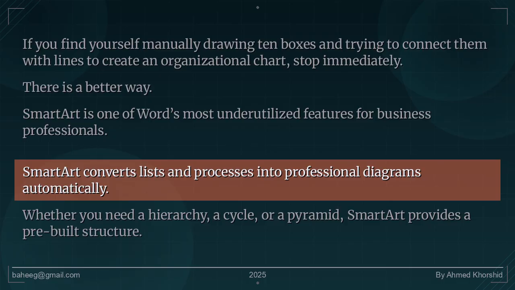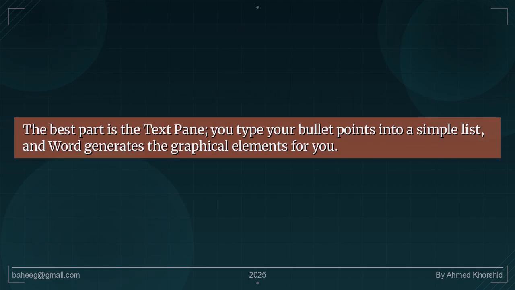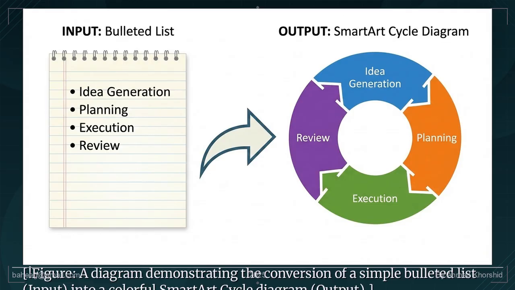SmartArt converts lists and processes into professional diagrams automatically. Whether you need a hierarchy, a cycle, or a pyramid, SmartArt provides a pre-built structure. The best part is the text pane. You type your bullet points into a simple list, and Word generates the graphical elements for you. Figure: a diagram demonstrating the conversion of a simple bulleted list, input, into a colorful SmartArt cycle diagram, output.